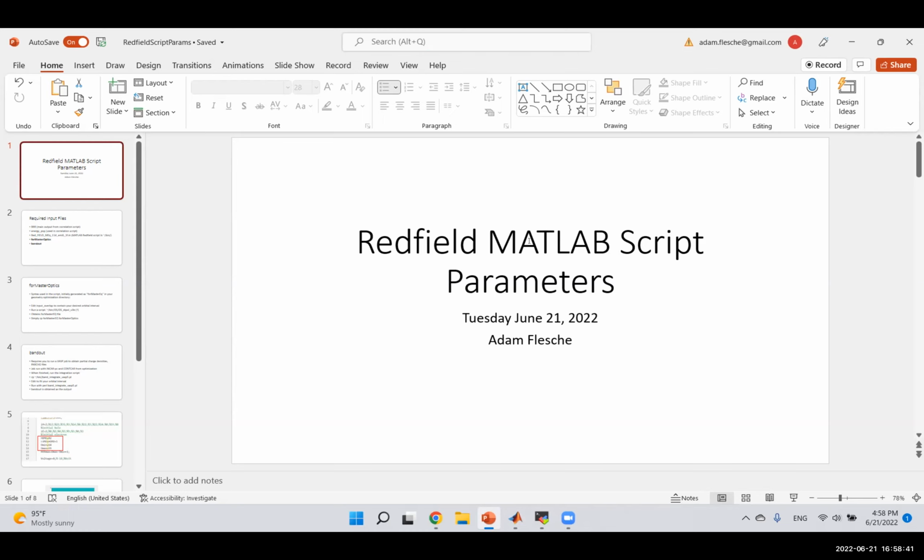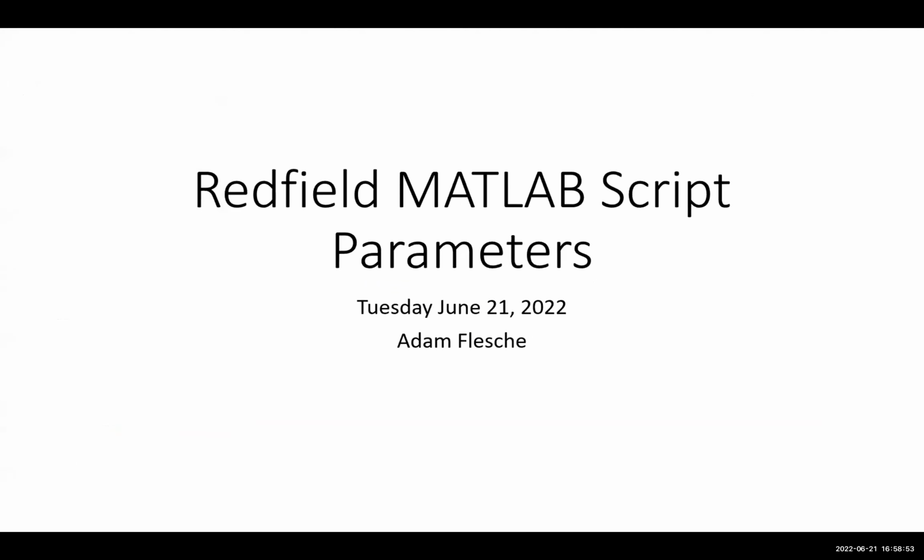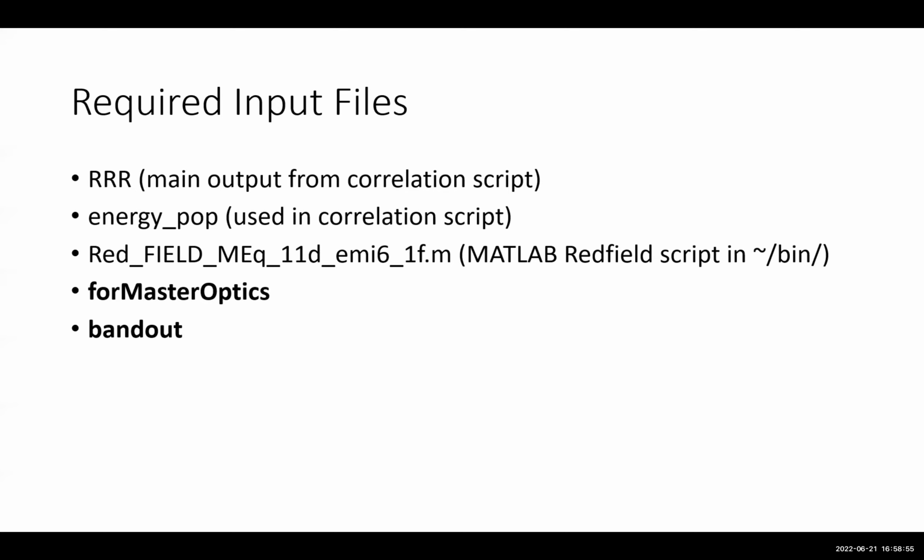All right, I'm just going to talk about the input files and some of the parameters that you need to change in the Redfield MATLAB script. I was unable to get this working on my own, so maybe I could troubleshoot after the meeting. But you require 5, or 5, I guess, files to do this. You're going to have your triple R file from your correlation script, the output, your energy pop, you should have that as well for the correlation script. And then this Redfield script is the main script that we're going to be looking at. You can find it in bin.